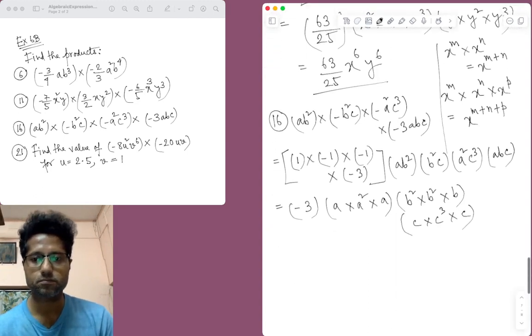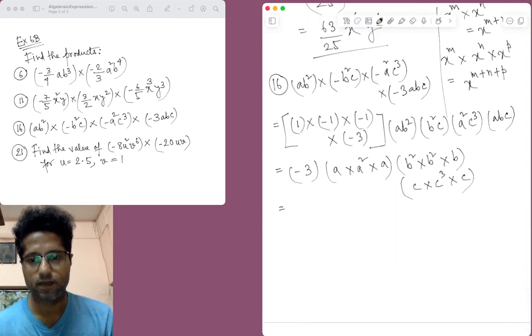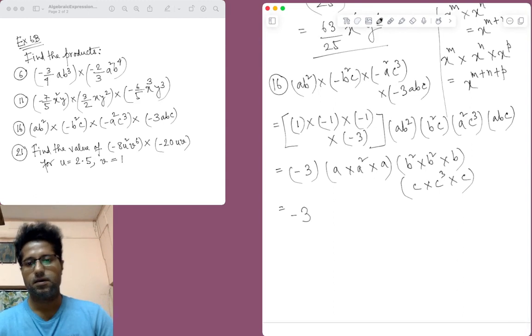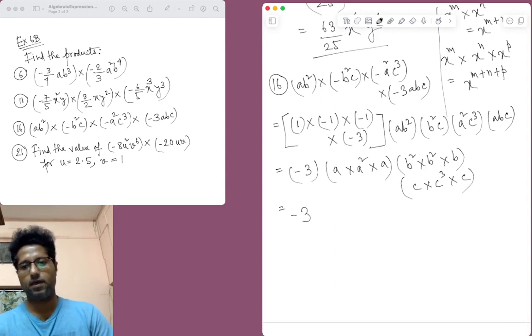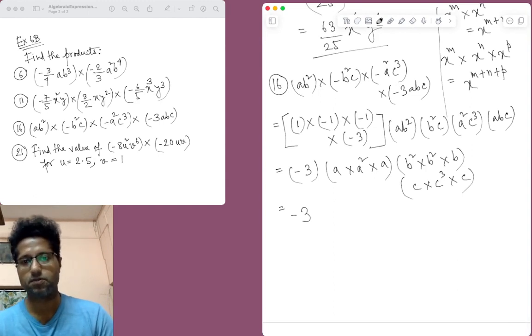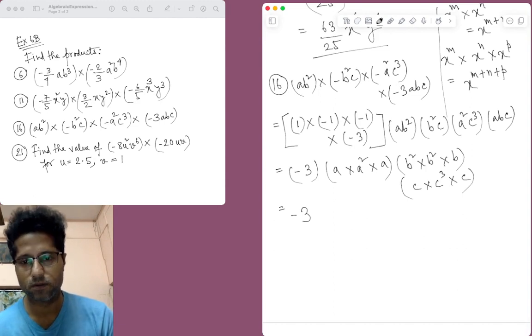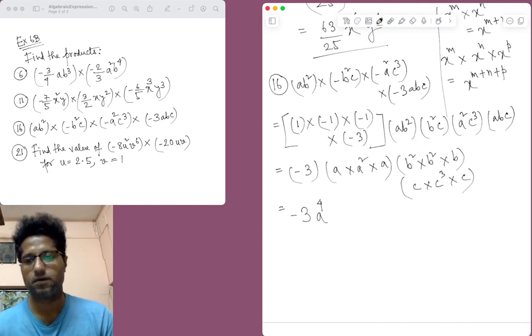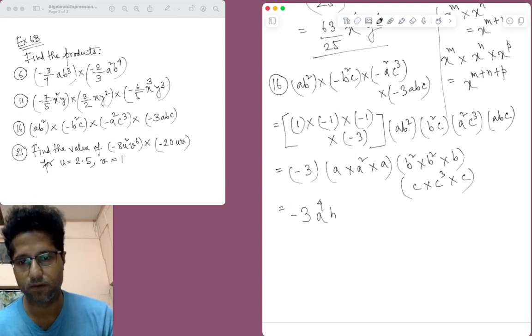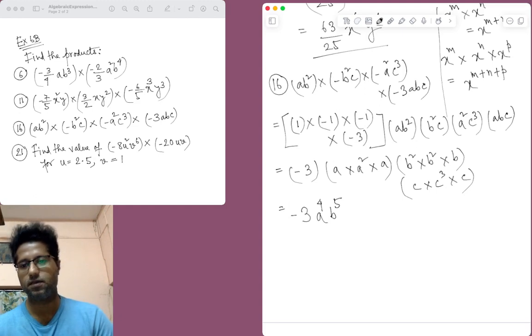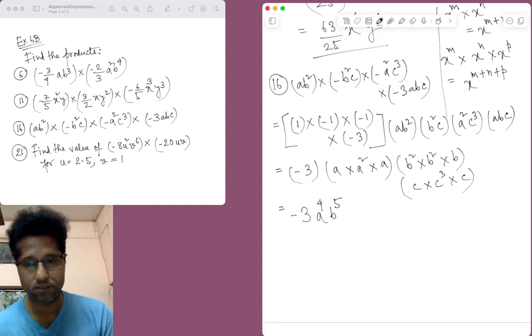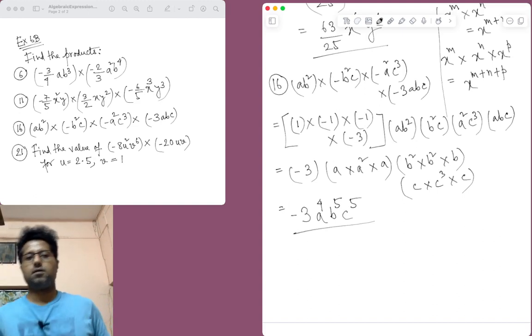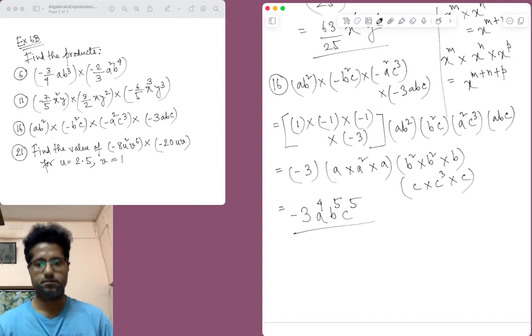Okay. So this finally becomes minus 3 a into a square into a, we add up the powers, that is 1 plus 2 plus 1, that is 4. So a to the power 4. Similarly for b, we add up the powers, 2 plus 2 plus 1, that is 5. So b to the power 5. And finally for c, we add up the powers, 1 plus 3 plus 1, that is 5. So c to the power 5. So this is the final product.